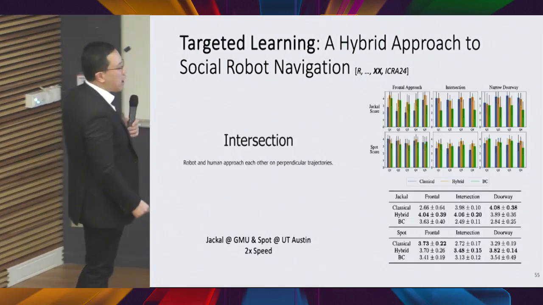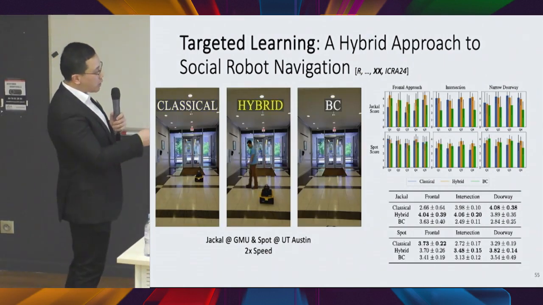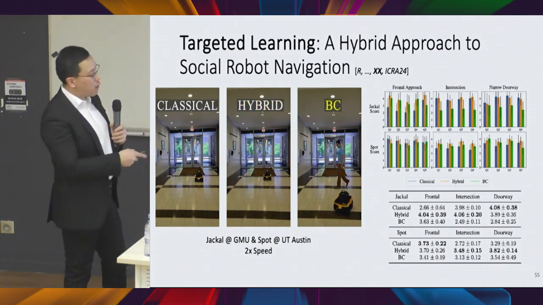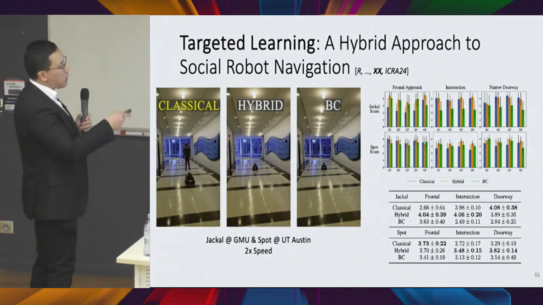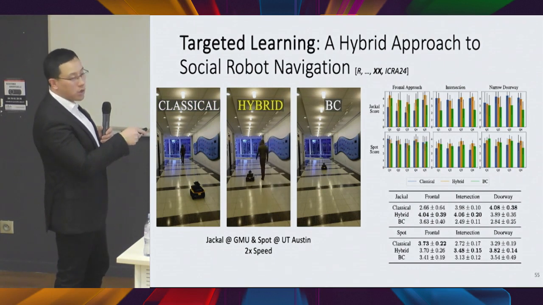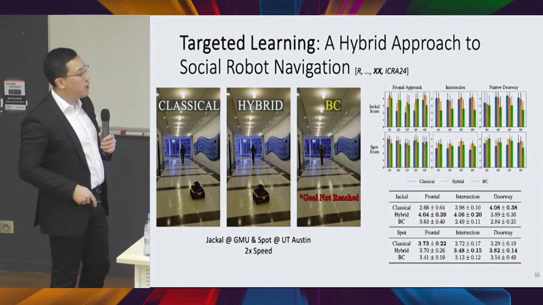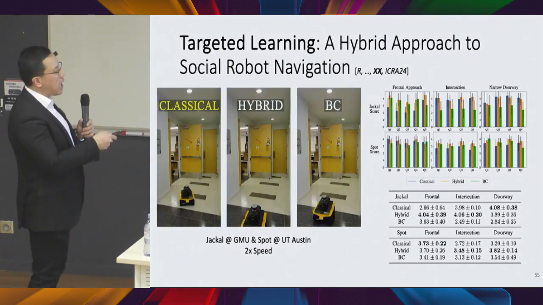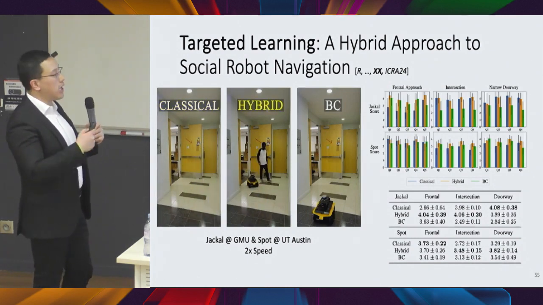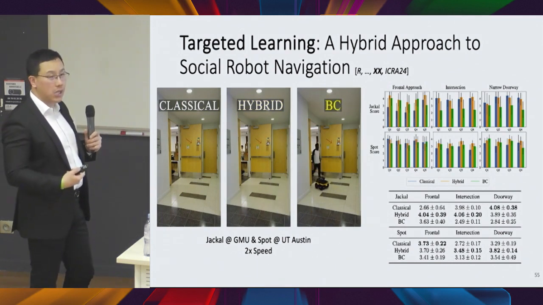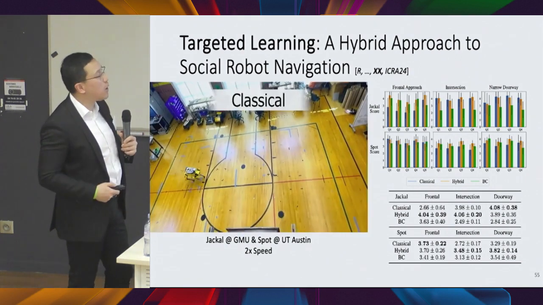So we put this hybrid learning approach on 2 different robots as well and conduct experiments on 2 university campuses. We use this wheeled Jackal at our university, GMU, and also the Boston Dynamics Spot at our collaborator, UT Austin. So as you can see, we have the 3 different approaches here. The classical approach, the blue line, and the hybrid approach, our green line, and the BC, our orange line here, right? So you can see classical and hybrid are mostly the same, I would say, in most of the cases. The hybrid only switches to BC when necessary, when it thinks the classical approach is about to fail or is about to give you some socially uncompliant behavior, right?